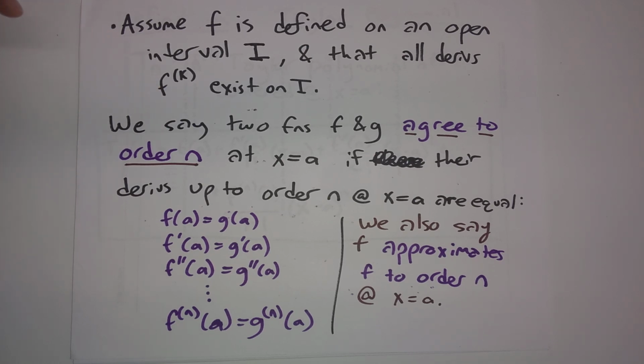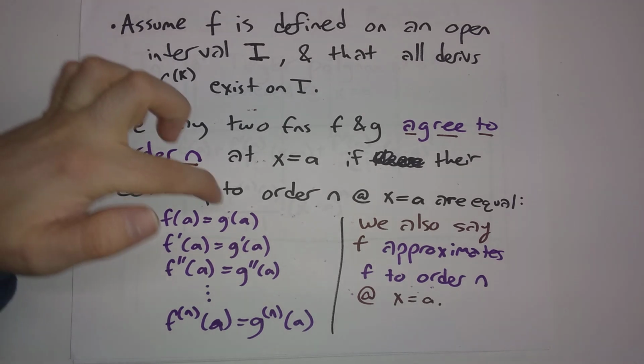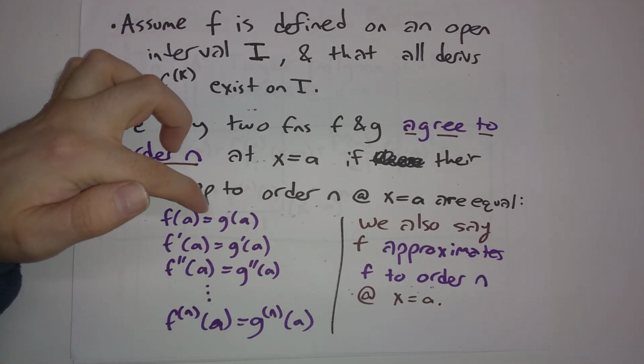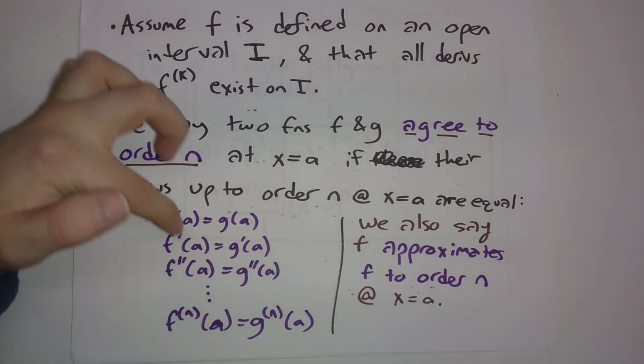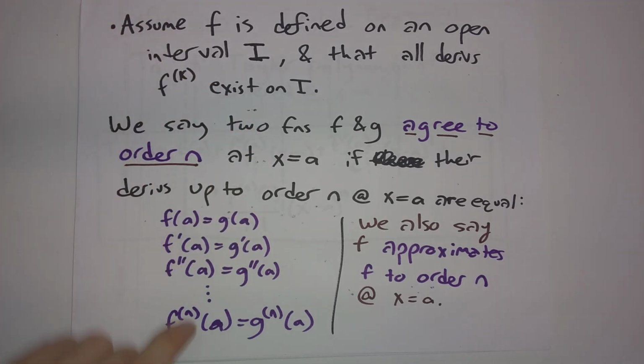We say two functions f and g agree to order n at x equals a if their derivatives up to order n at x equals a are all equal. So f of a is equal to g of a, f prime of a is equal to g prime of a, f double prime of a is equal to g double prime of a, all the way out to the nth derivative of f at a is equal to the nth derivative of g at a.